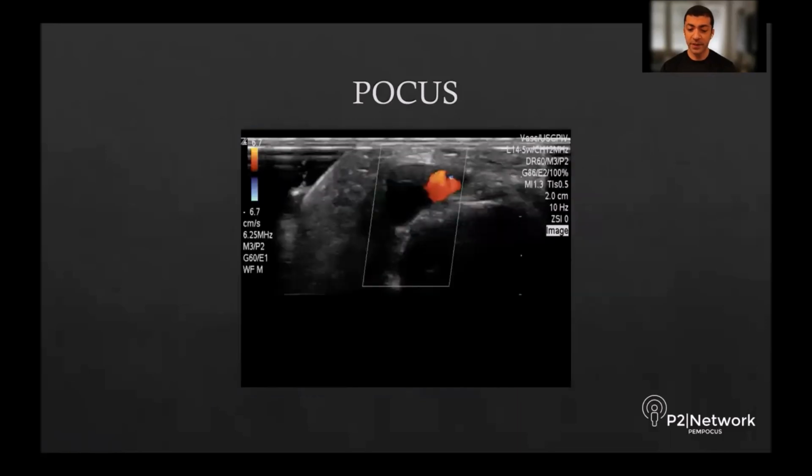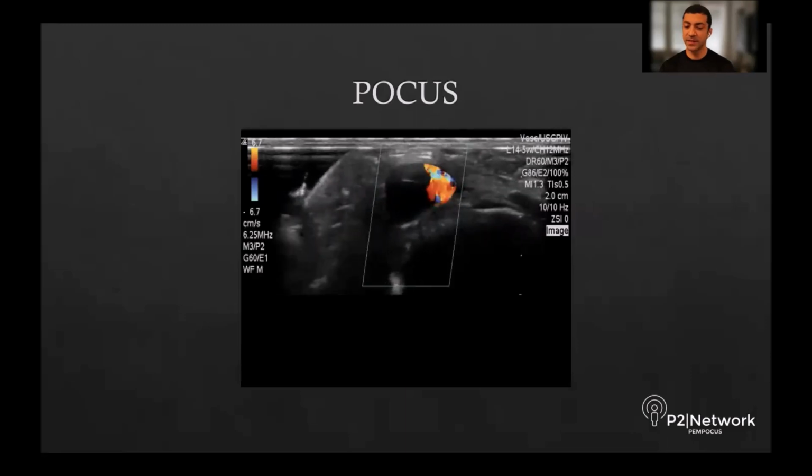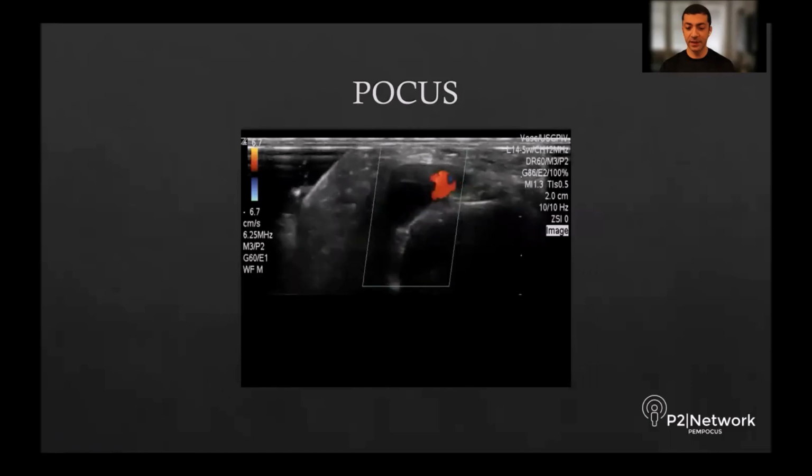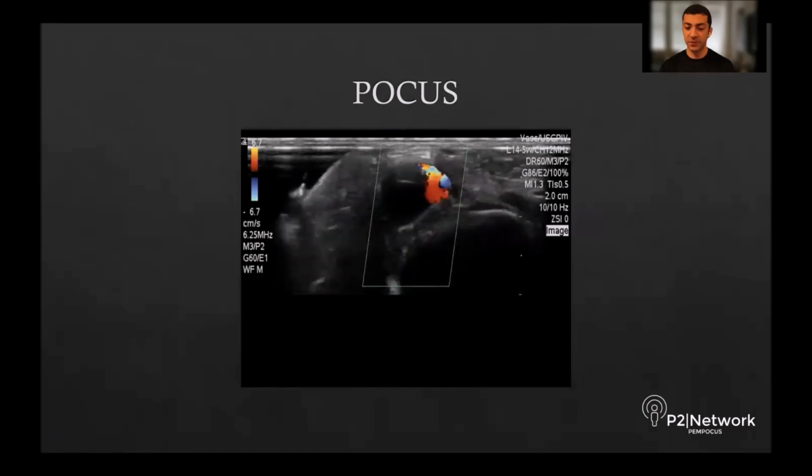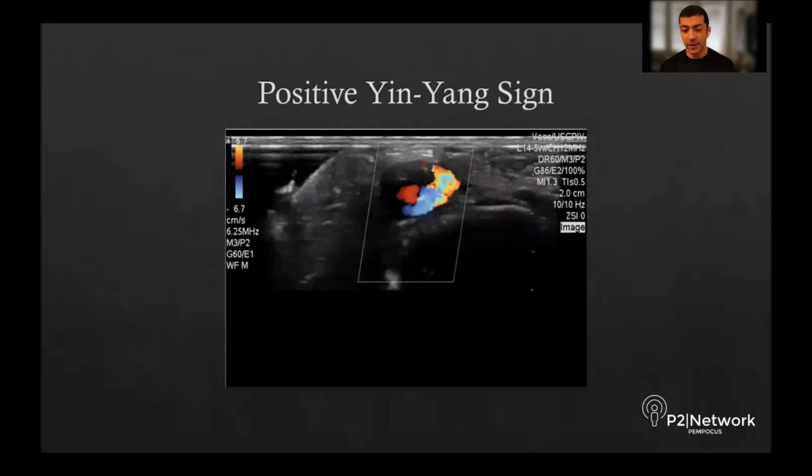Now, as we put the color Doppler here, you can see something similar to the yin and yang sign, where we're seeing basically the turbulent blood flow within that lesion. And this is a still image of the same clip, and you can see we have turbulent blood flow going in both directions. We have the green, the red, and the blue.